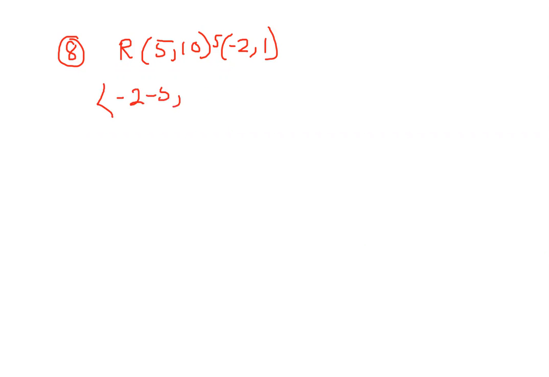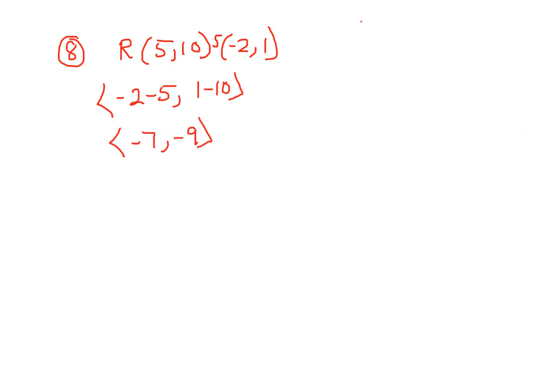So let's look at number 8. We've got RS. So we have R and S. To put this in component form, we're going to take negative 2 minus 5 and 1 minus 10, which gives us negative 7, negative 9.